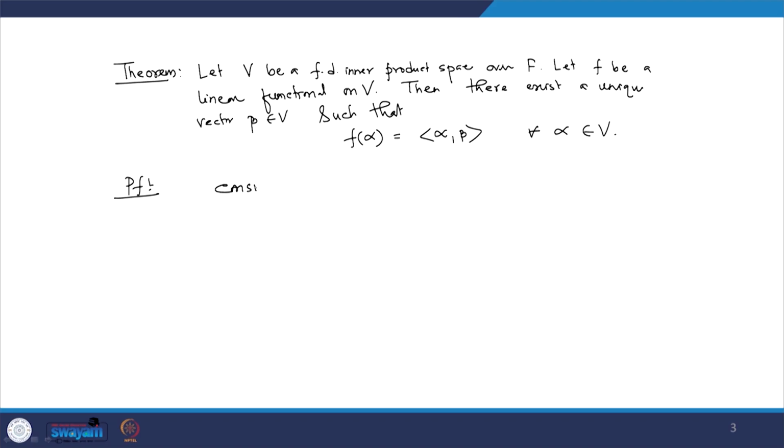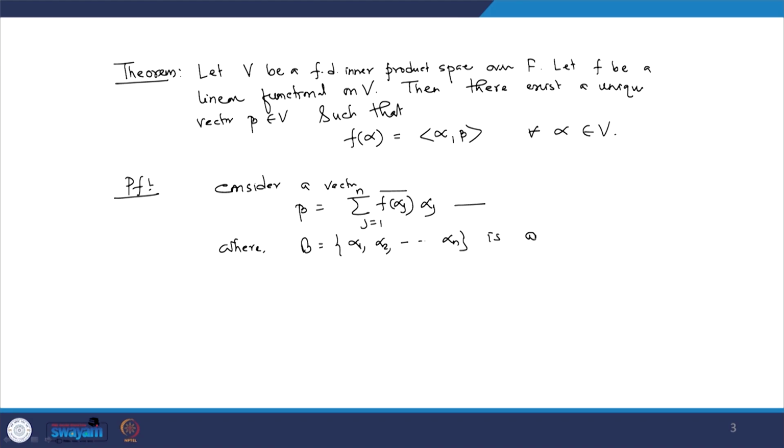Consider a vector beta equal to the sum of f of alpha j times alpha j, with j equal to 1 to n, where B equal to alpha 1, alpha 2, up to alpha n is an orthonormal basis for V.